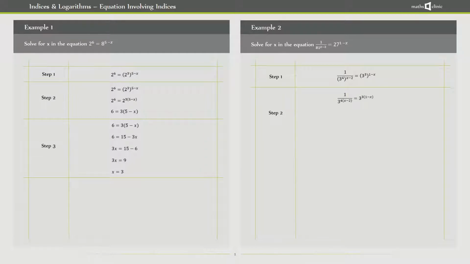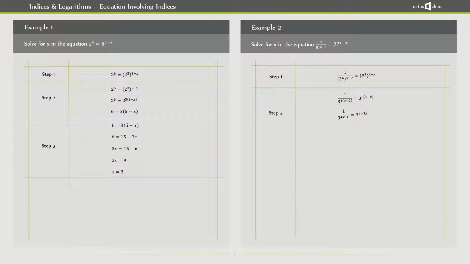The first thing we'll do here is work the double indices. Basically we have 1 over 3 to the power of 4 multiplying x minus 2, and on the right hand side we have 3 to the power of 3 multiplying 1 minus x. Then we'll work this out. When you expand that, you have 1 over 3 to the power of 4x minus 8, equals 3 to the power of 3 times 1 is 3, and 3 times minus x is minus 3x.